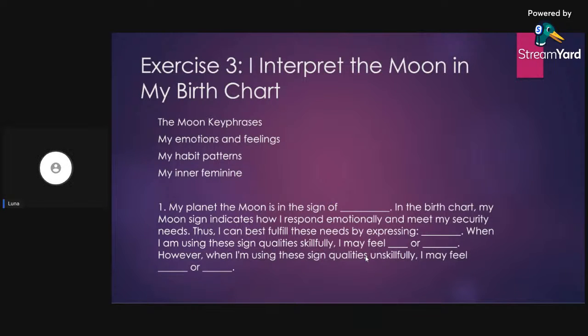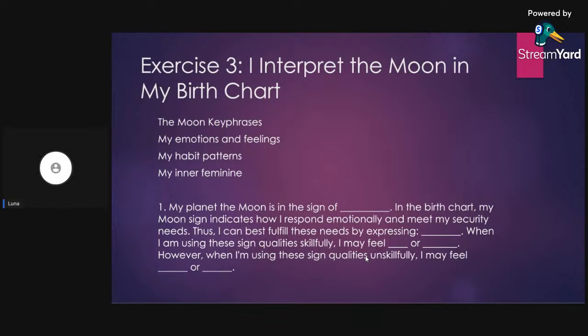Exercise 3. I interpret the moon in my birth chart. The moon key phrases are my emotions and feelings, my habit patterns, and my inner feminine. So number 1, my planet, the moon, is in the sign of Aries. In the birth chart, my moon sign indicates how I respond emotionally and meet my security needs. Thus, I can best fulfill these needs by expressing my need to be independent and develop self-awareness.